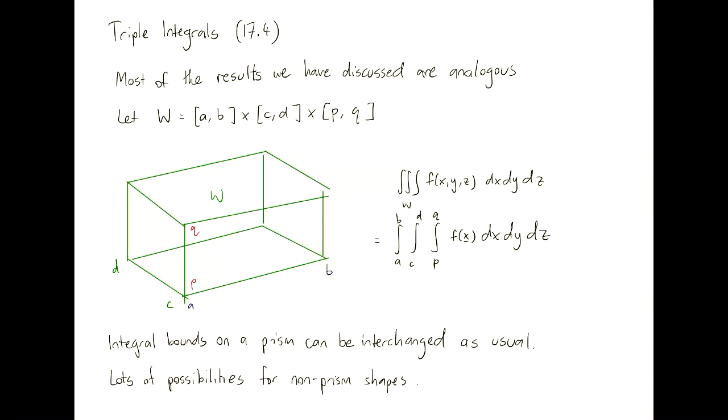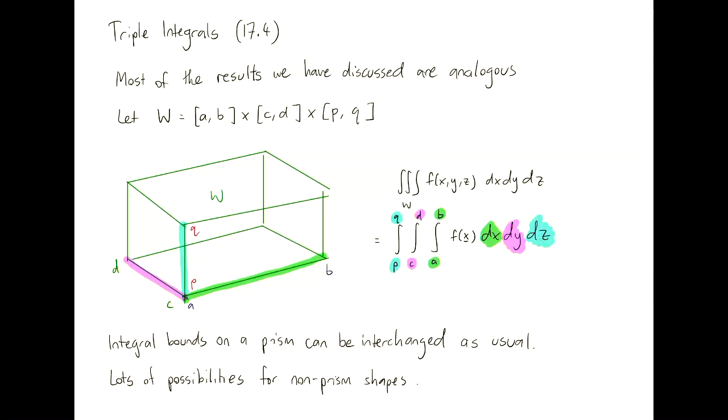Well, we start by integrating x from p to q. So x, why did I do x from p to q? We're going to do x from a to b. X goes from a to b. And then we do y goes from c to d. And then we have our new friend z that goes from p to q.